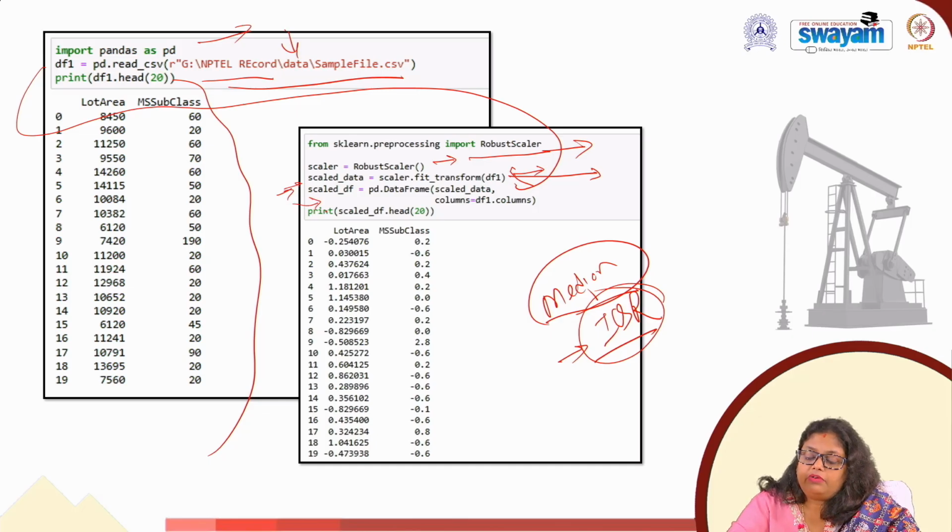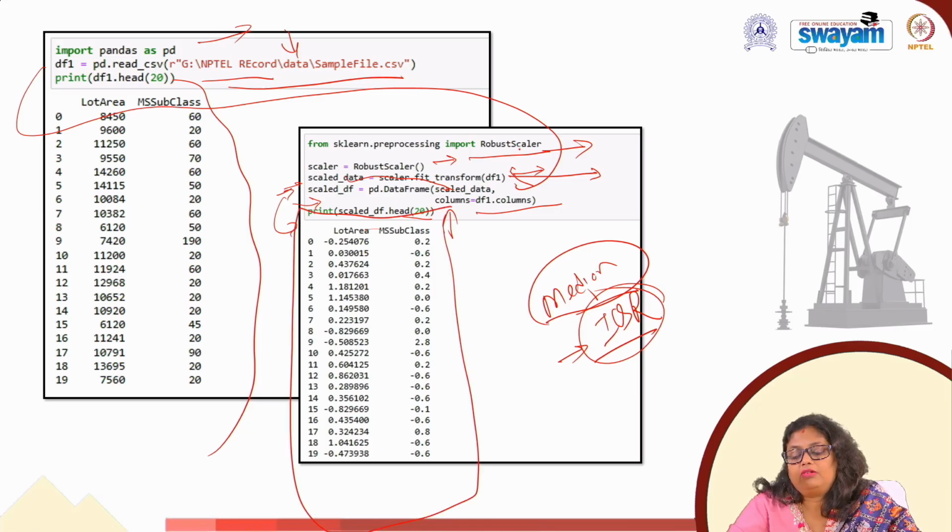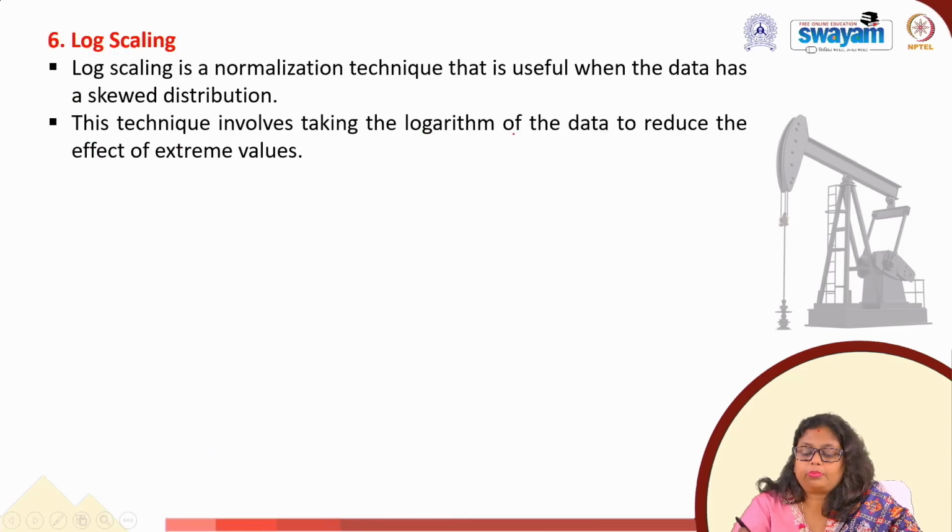Now we want to put that into a data frame, so scale_df equal to pd.DataFrame, we pass the data which we just have as scale_data, and the same column names, which we want to retain. Then I wanted to check the records, the first 20 records. So scale_df, that is a new variable, dot head 20. So these are the records we will be seeing. This is the way we can use the RobustScaler here.